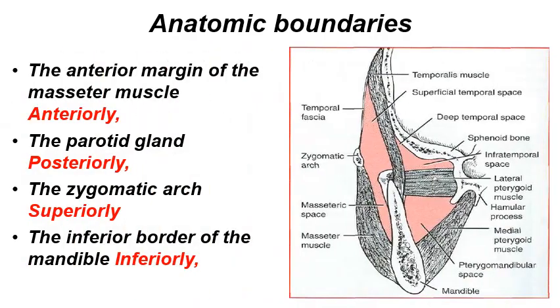So what are the anatomic boundaries of the masseteric space? The anterior margin of the masseter muscle bounds the space anteriorly, and the parotid gland bounds it posteriorly, the zygomatic arch superiorly, and the inferior border of the mandible inferiorly.